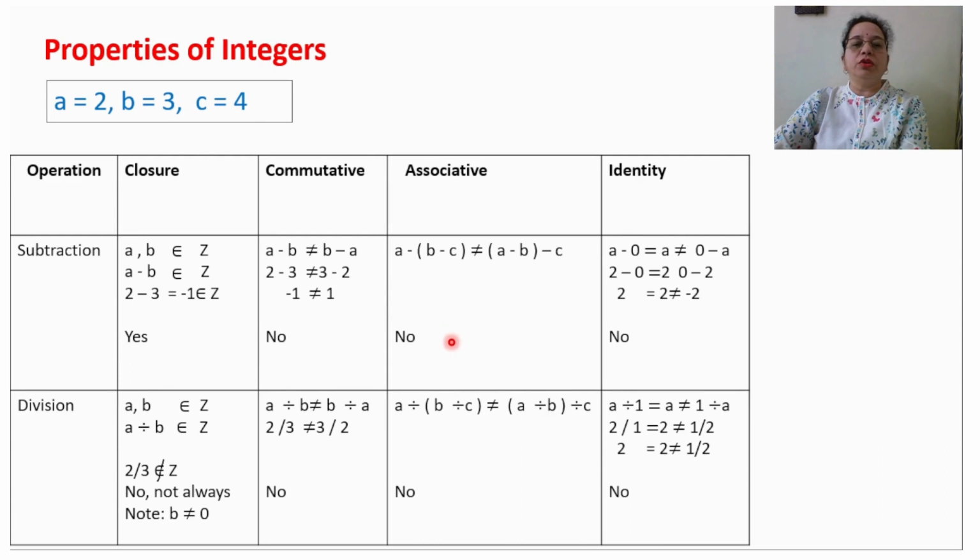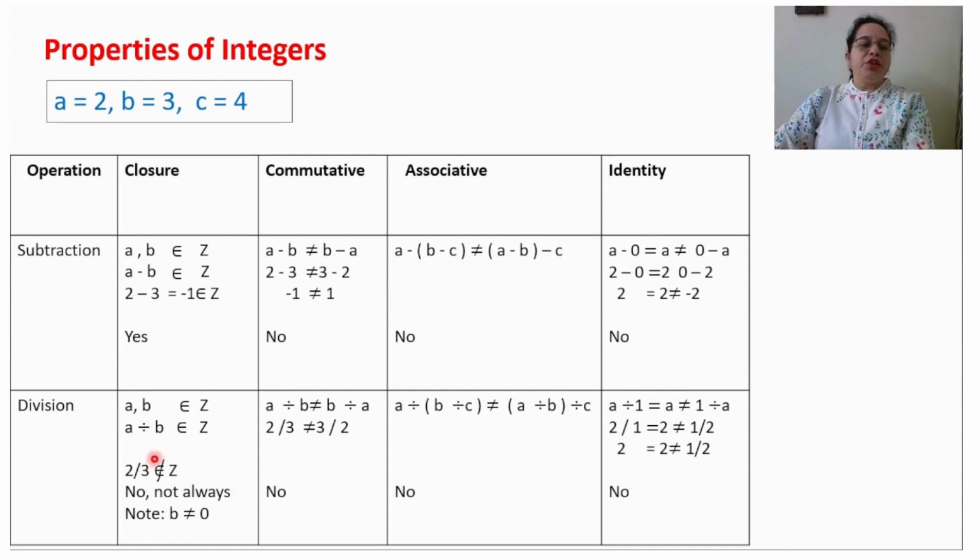This is your work to do. Same for the identity element, just substitute the values. So 2 minus 0 will give you 2, but 0 minus 2 will give you minus 2. So here also we are not getting the same answer. So we cannot observe identity element in subtraction of integers.